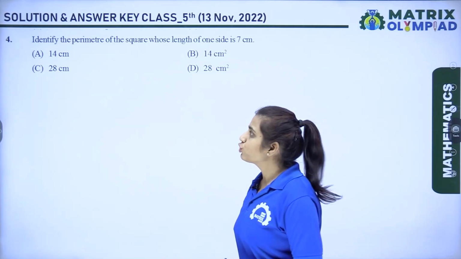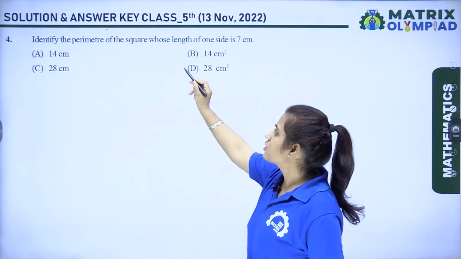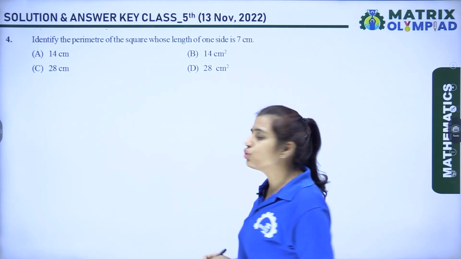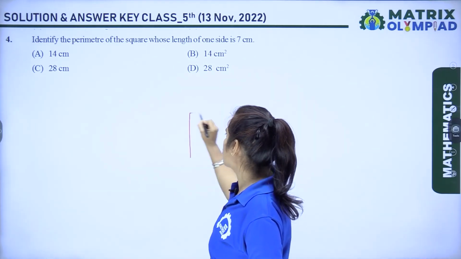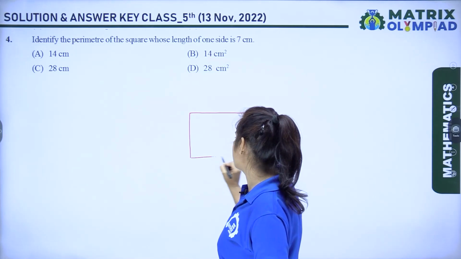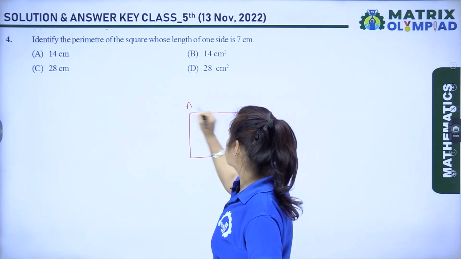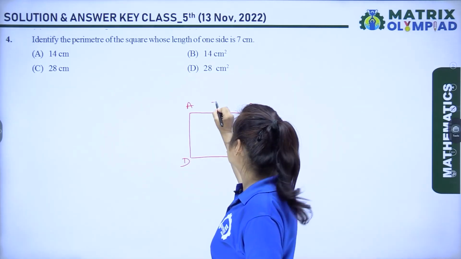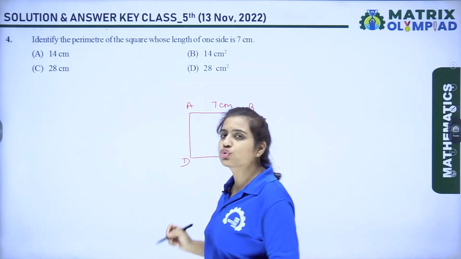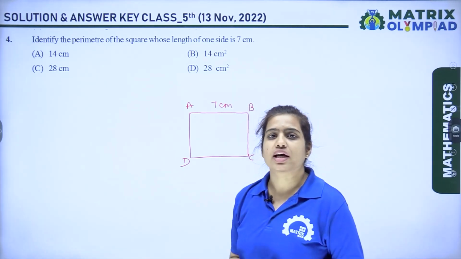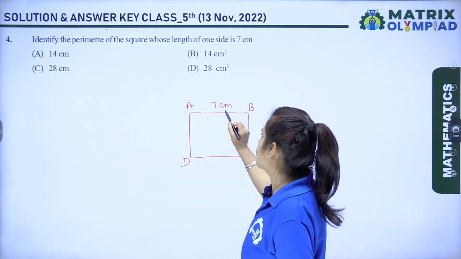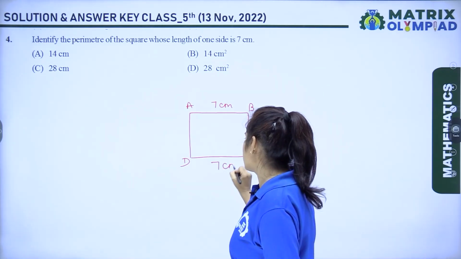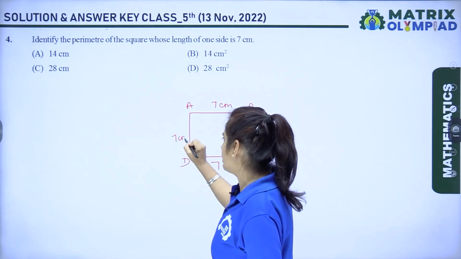Now let's begin with the fourth question. Identify the perimeter of the square whose length of one side is 7 centimeter. Now in this question, first of all, we draw a square with side 7 centimeter. This is A, B, C, D. Now ABCD is a square with side 7 centimeter. We know that a square is a quadrilateral. It has all sides equal. It means that AB is equal to 7 centimeter, BC is also 7 centimeter, CD is also 7 centimeter and DA is also 7 centimeter.